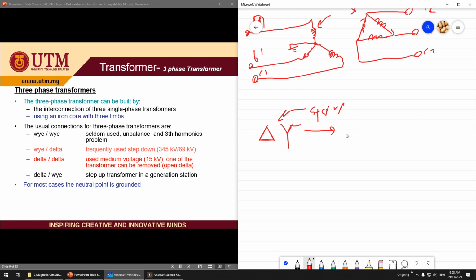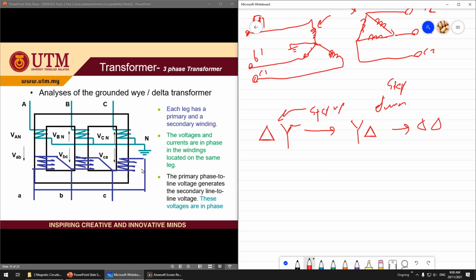And then you have Y-delta connection. This is where you begin to step down. Then you use delta-delta to step down. Make sure you know the application and how to draw it.